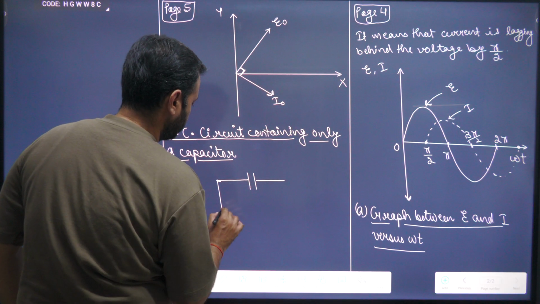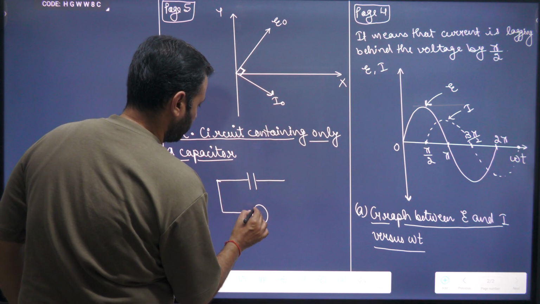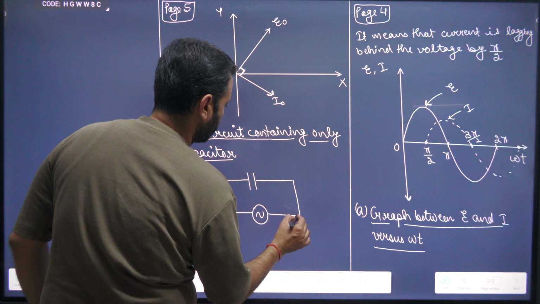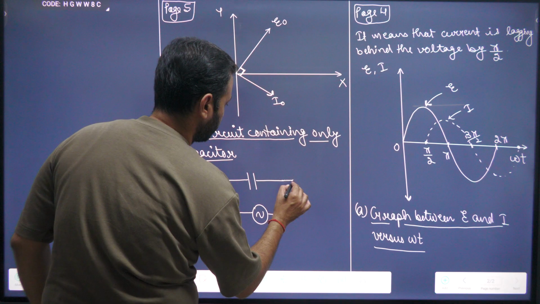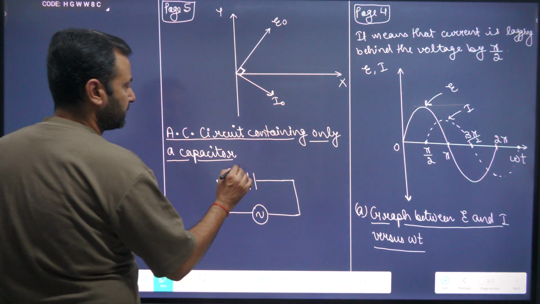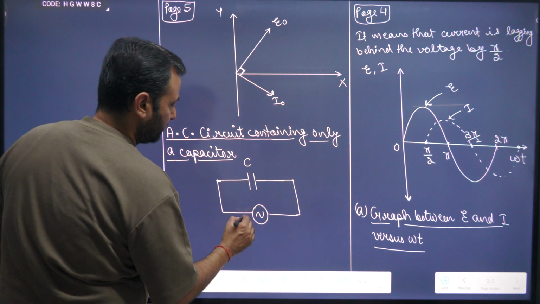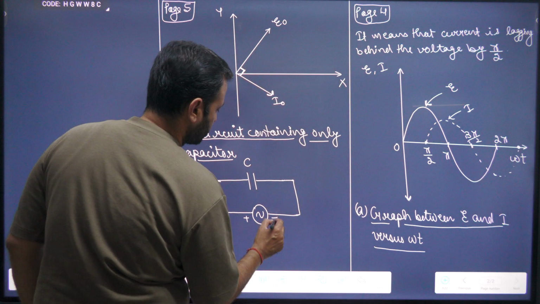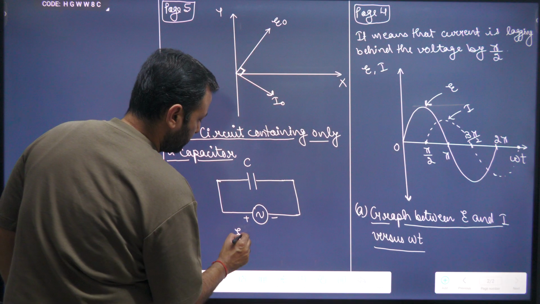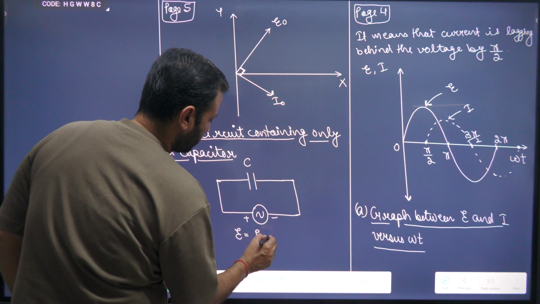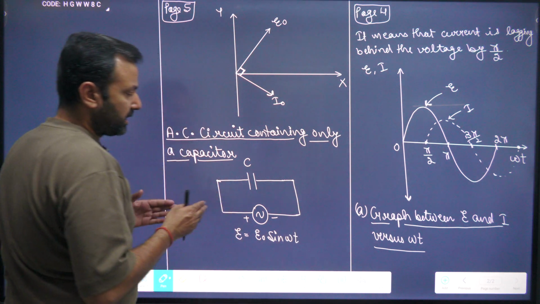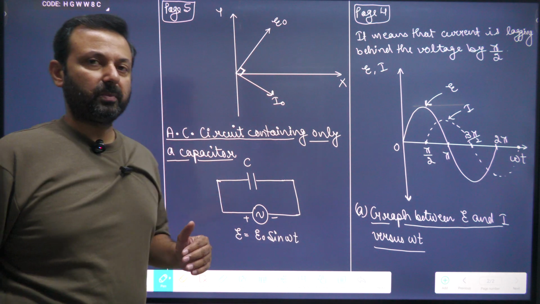Capacitor is C, value of capacitor. This one we generally take left one as positive terminal and right one as negative terminal, and E is equal to E naught sine omega t.